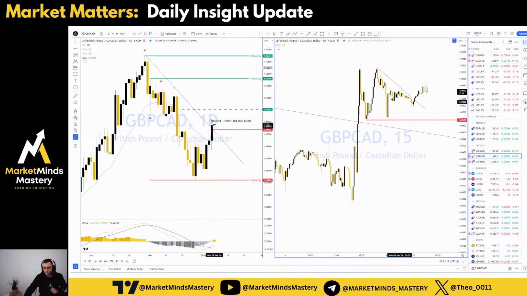Pound Canadian dollar, it's a bit messy. I was looking for a continuation to trade long based on the daily and weekly direction. There is a strong bullishness. I will see what I will do with that one. I'm not very keen so far, and that's not very clear.